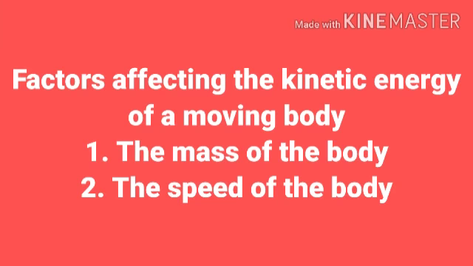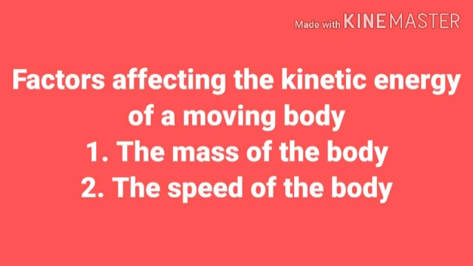Now we will see the factors affecting the kinetic energy of a moving body. There are two factors which affect it: the first one is the mass of the body and the second is the speed of the body. The greater the mass of the body, the higher is its kinetic energy. For example, the kinetic energy of a body having mass 10 kg moving with some speed is more than the kinetic energy of another body of mass 5 kg moving with the same speed. Understood? So, the greater the mass of the body, the higher its kinetic energy.